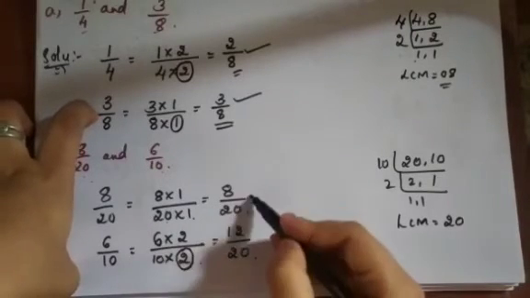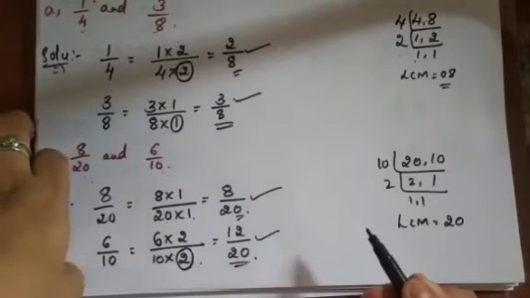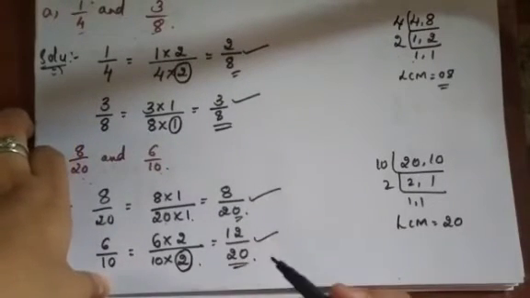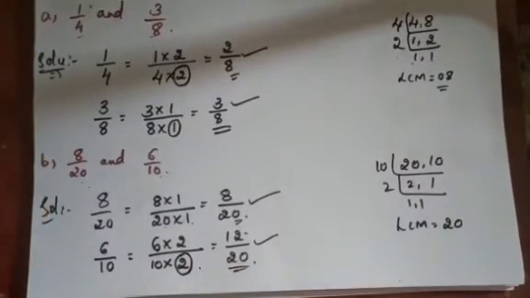Okay, in these two cases the denominator is 20. Now you can say which is greater. So 12 by 20 is greater because 12 is greater than 8. Okay, like this you are able to solve problems of converting an unlike fraction into a like fraction.